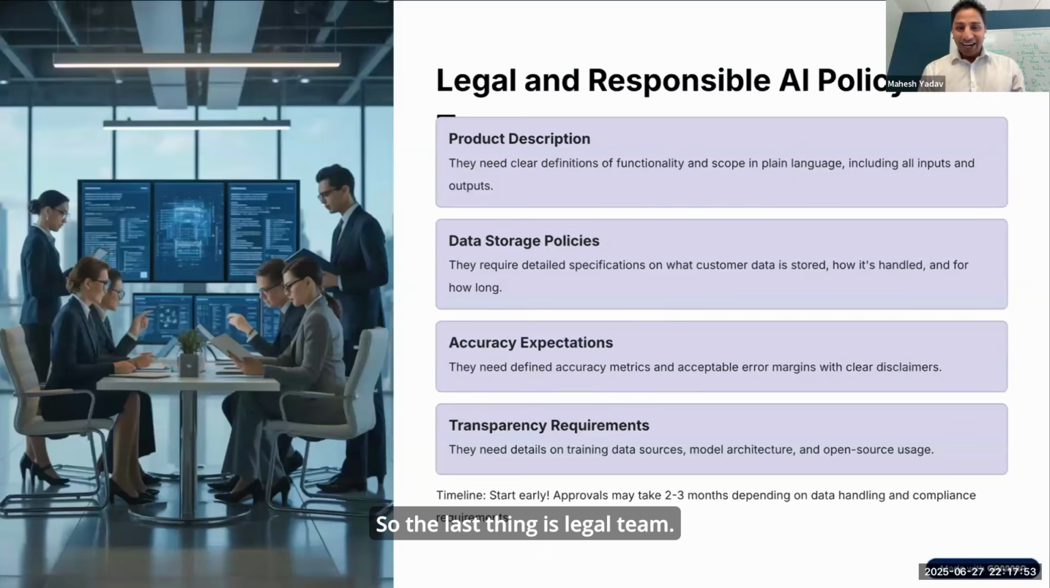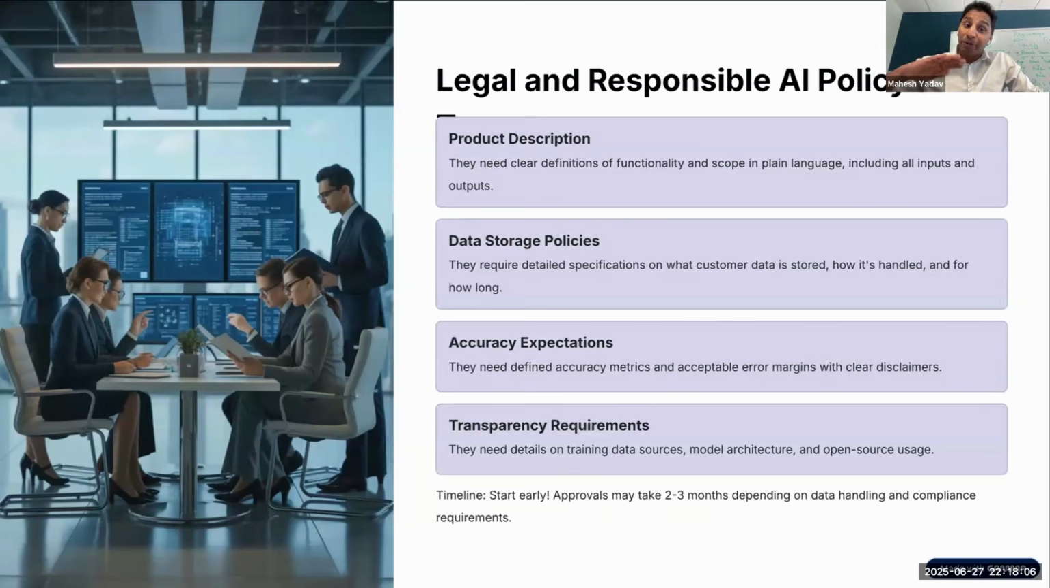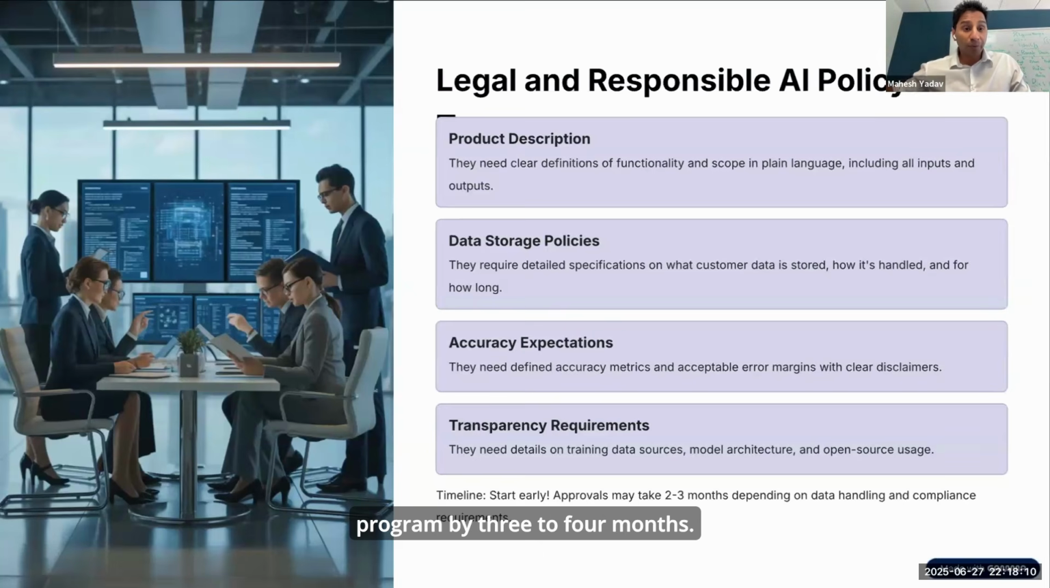The last thing is the legal team. One good takeaway here is, what are the time expectations of these teams? Who should come first? Your data engineering requirements and your legal requirements should come at the top. People do that very late in the game, and that delays the program by 3 to 4 months.